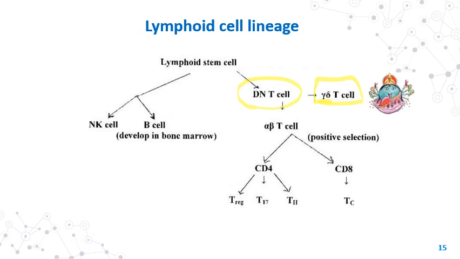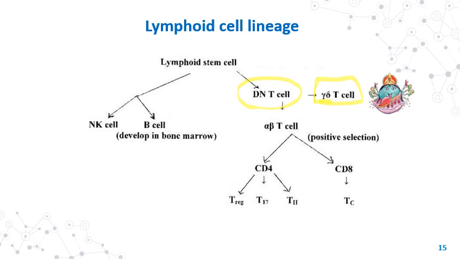So with this gamma delta T cell receptor, actually it is at the double positive stage. What happens is that those gamma delta T cells are not going to behave like regular alpha beta T cells. They are going to be able to recognize pathogens in 3D. So those are going to be very, very important for mucosal immunity. Keep that in the back of your mind now.